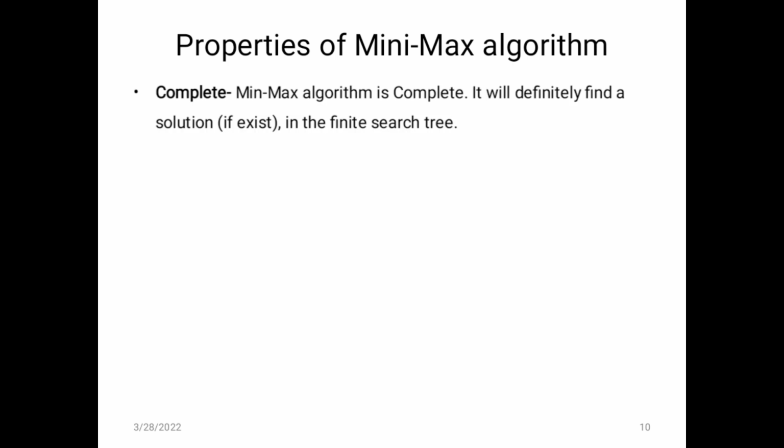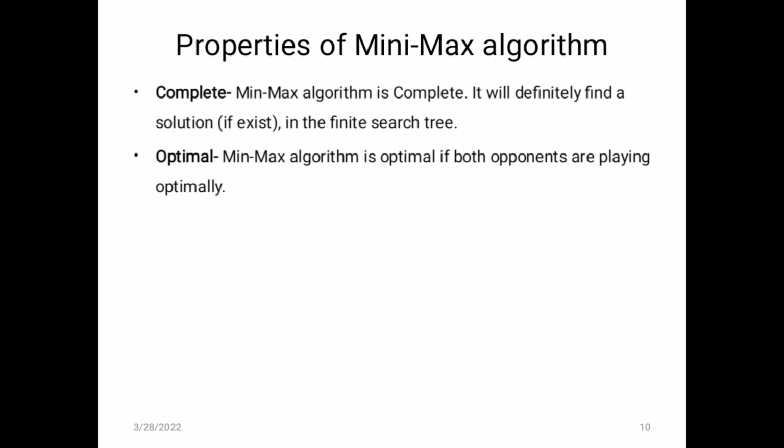The properties of the minimax algorithm. The minimax algorithm is complete, meaning it will definitely find a solution if one exists by performing a search in the decision tree. It is also optimal: the minimax algorithm always provides the optimal solution or optimal decision.